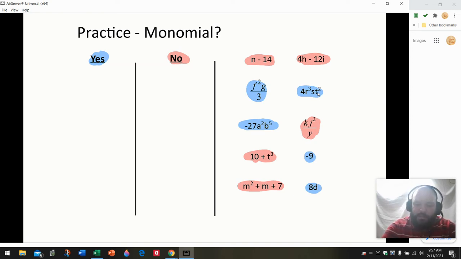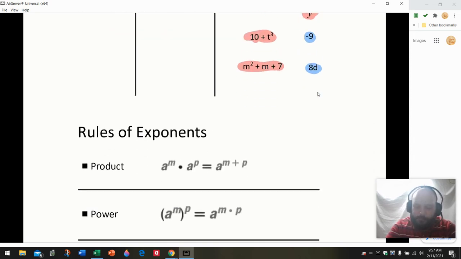Really, to me, the only tricky one in there is going to be these where you're dividing. If you're dividing by a variable, it's a no. But if you're dividing by a number, it's a yes, as long as the numerator just has multiplication in it, which both of those do.